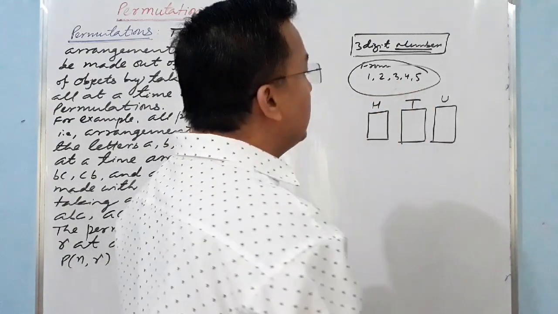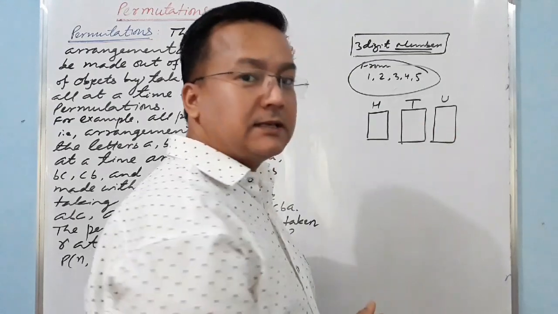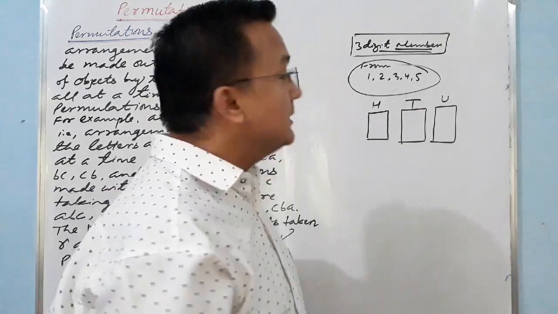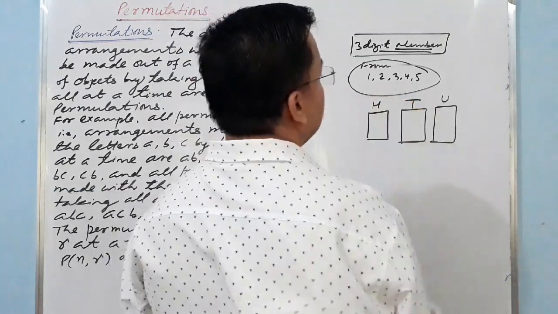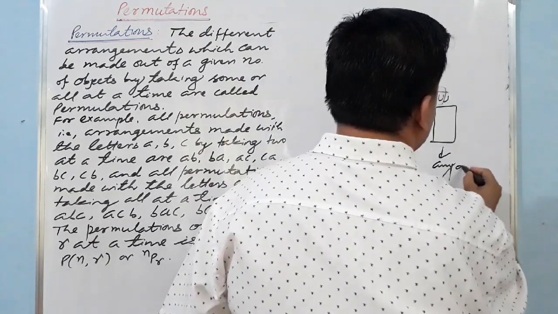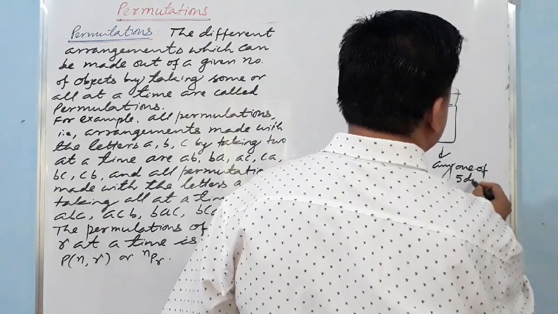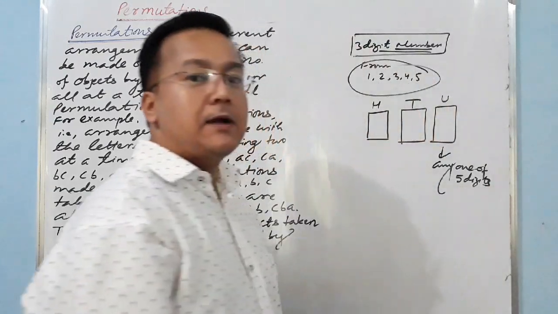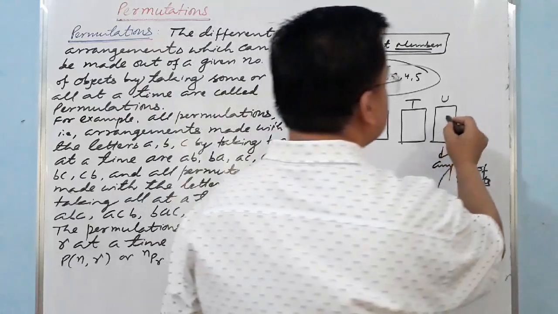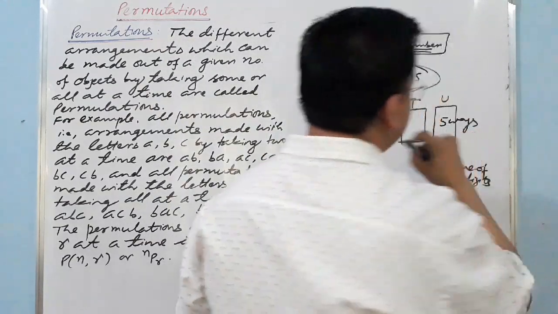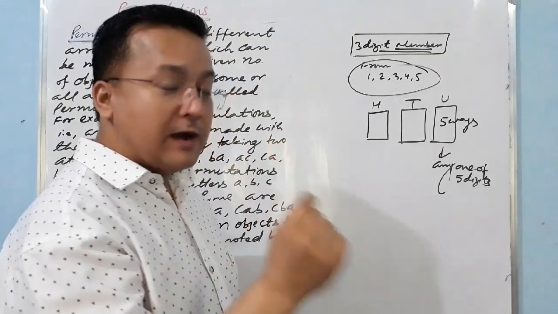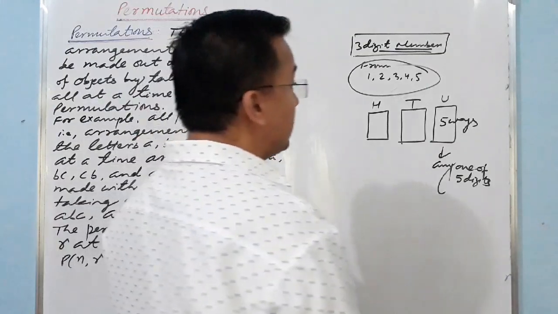Now let's start to fill up the unit place. If we want to fill up the unit place, any one of the 5 digits can be taken. For the unit place, you have 5 choices. So how many ways? 5 ways. The unit place can independently be filled up in 5 ways.